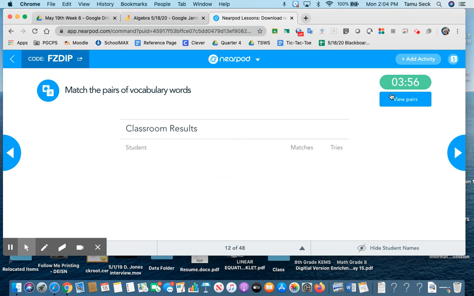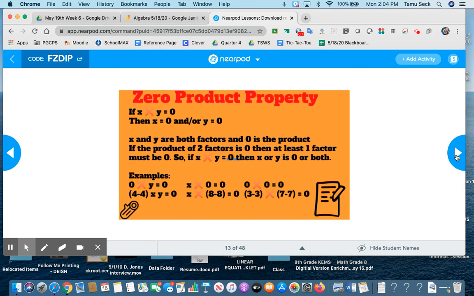Okay, this is the vocabulary activity. The zero product property says if x times y equals 0, then either x is equal to 0 or y is equal to 0.